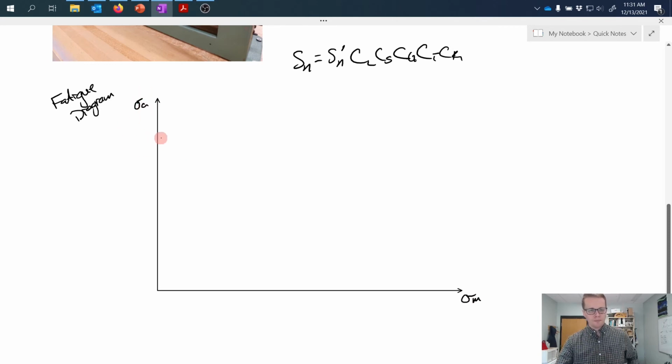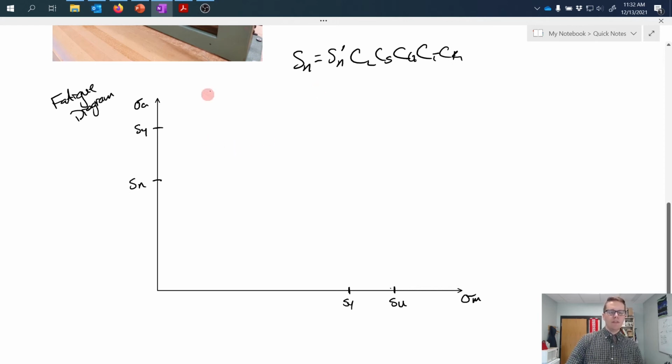And then we'll take some of our material parameters. So common points to plot on this chart would include the yield strength of our material, which I'll put on both axes, the ultimate strength of our material, and the endurance limit that we've calculated here.